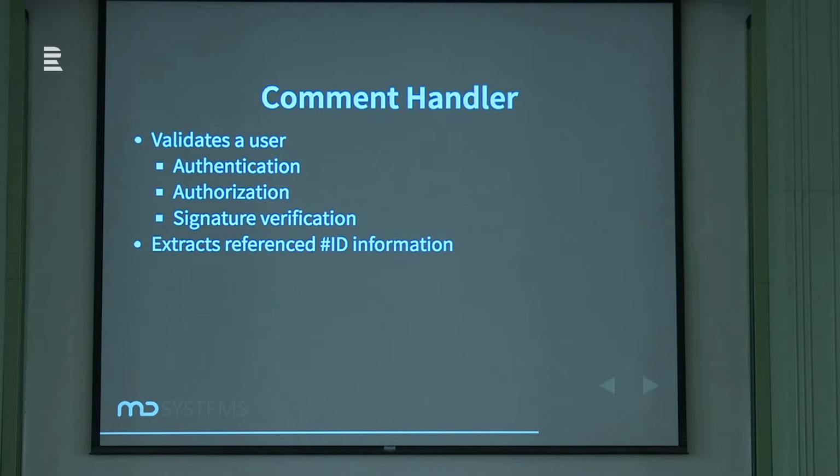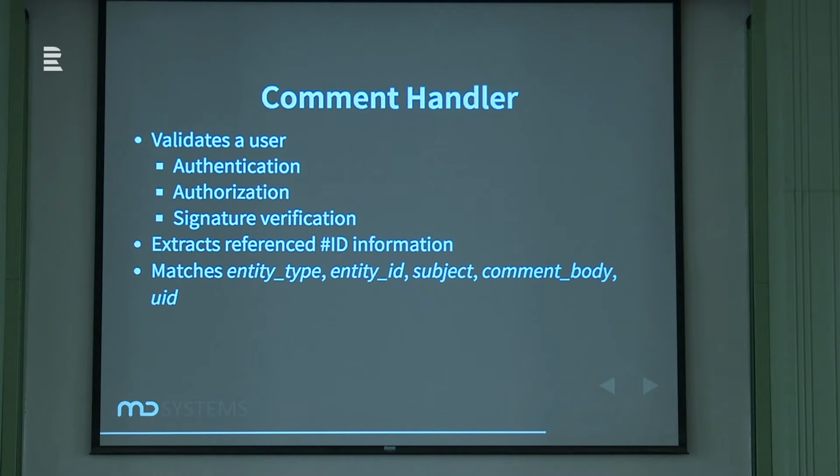The additional thing here is that in case of comments, we need to extract the referenced ID information. Comments are attached to other entities, so they would have the comment type and comment bundle, and also the referenced ID in their subject, so we can be sure where this comment applies. So at the end, it matches entity type, entity ID, subject, comment body, and UID from the mail to the comment fields.